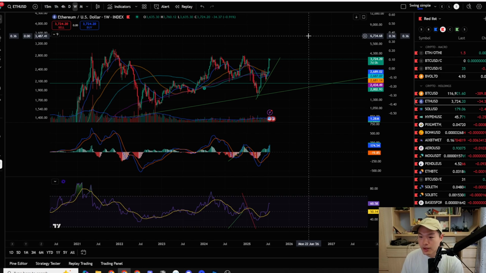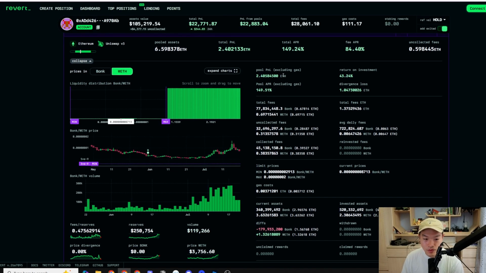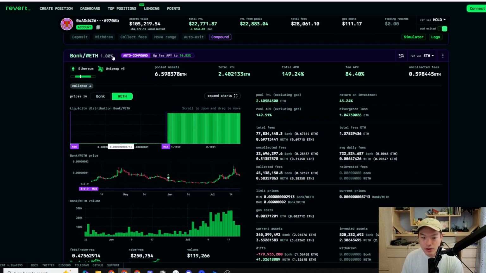There's more asset appreciation when the prices move up. And this is true for crypto to crypto pools as well, right? You can see this Bonk and Ethereum pool that I'm currently in. I'm suffering this positive divergence loss here, meaning that I gained this amount of ETH just based on the initial asset that I put in. So much, much more capital appreciation.